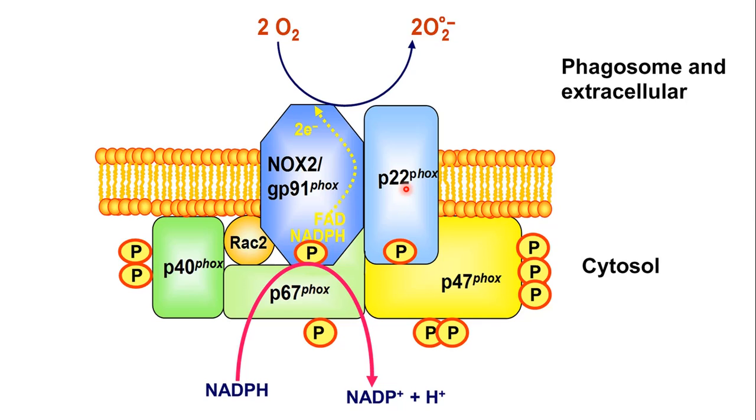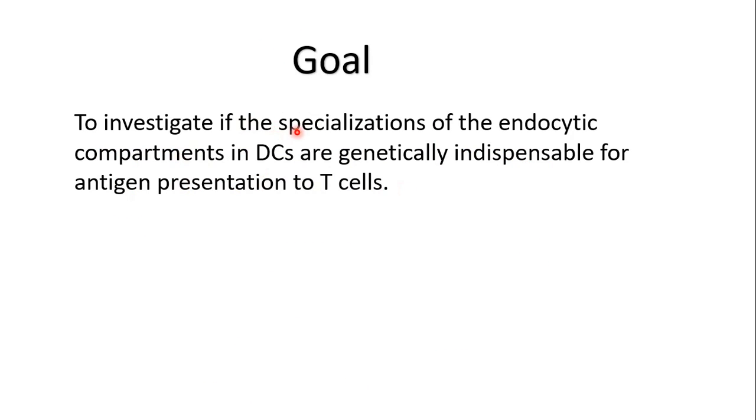Knowing this, the group decided to investigate. The main goal of the group was to investigate these kinds of specialization of the endocytic compartments in DCs and see if they are genetically indispensable. They were looking for evidence, since at the time there wasn't genetic evidence of these specializations being indispensable for antigen presentation to T cells.